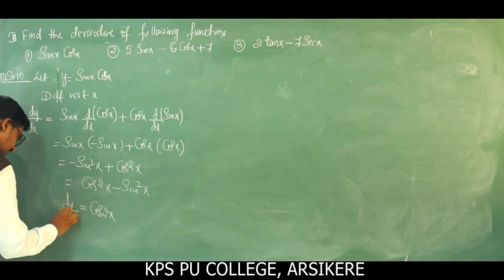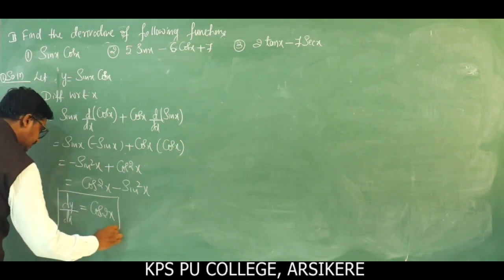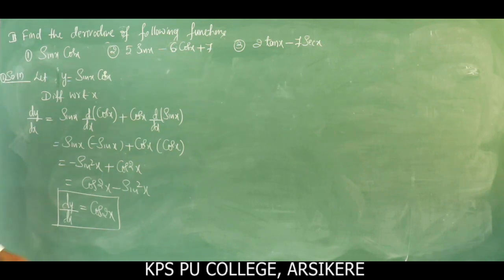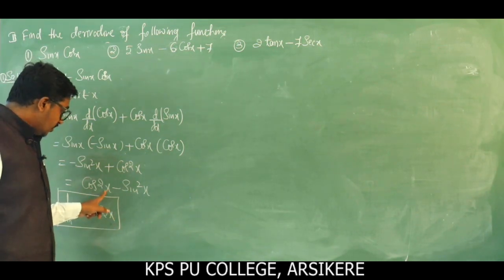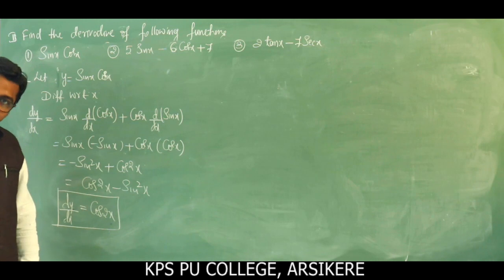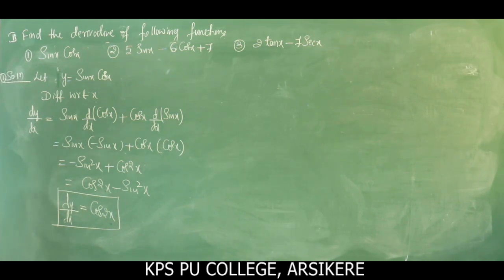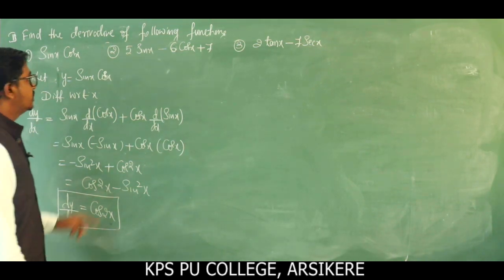This is dy by dx. Therefore the derivative of the first function, sin x into cos x, is cos of 2x or else cos square of x minus sin square of x. So both are valid. Understood, children? First problem done. Now we are moving to the second problem.